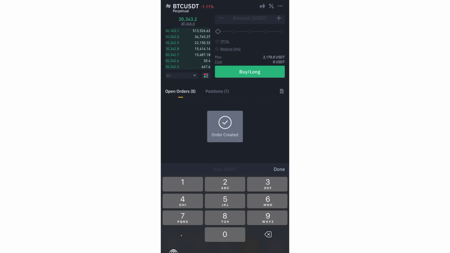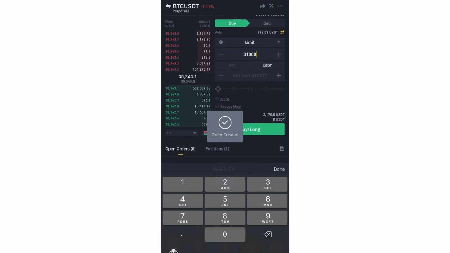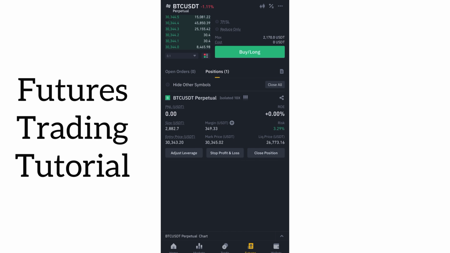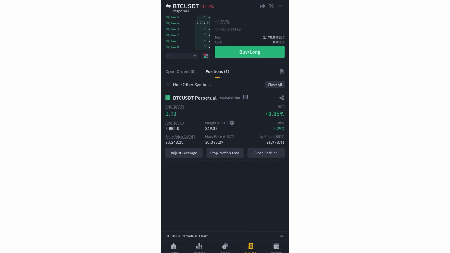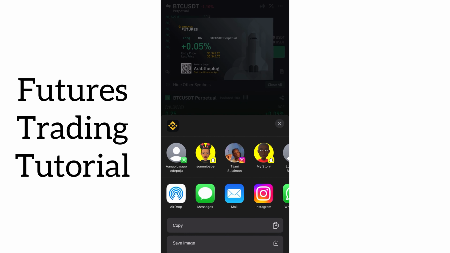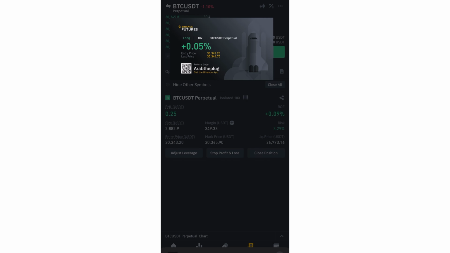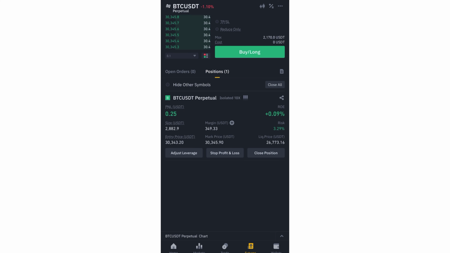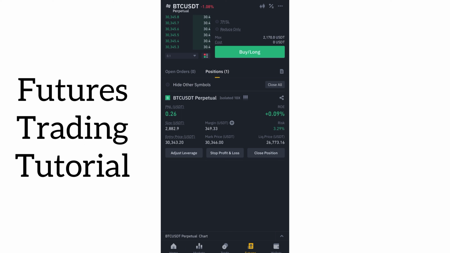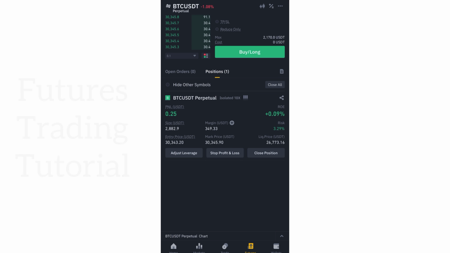But because I use a limit order, you can see once you do that, you are going to be able to see your position the way it is running. You can see it's in profit, a little profit. You can download the profit here, save image, and you have your image saved. If you are running in profit, you will be seeing green in percentage and in PNL, which is the exact profit you are making. And if you are running at loss, you'll be seeing something red, not green.